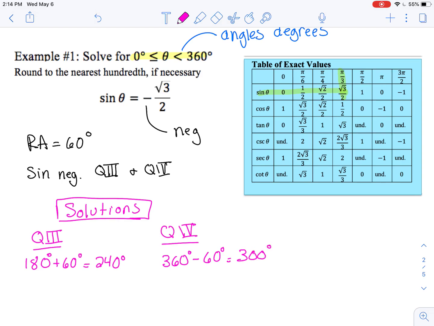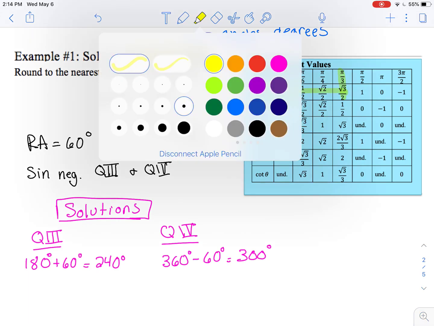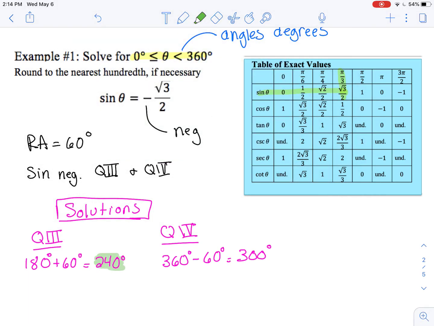So my two solutions here are 240 degrees and 300 degrees. If I take the sine of 240 degrees, I will get an answer of negative radical 3 over 2. If I take the sine of 300 degrees, I will get an answer of negative radical 3 over 2.